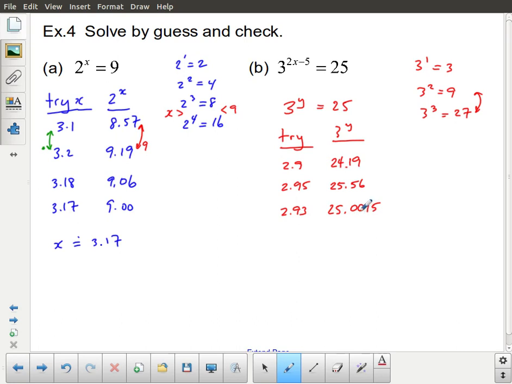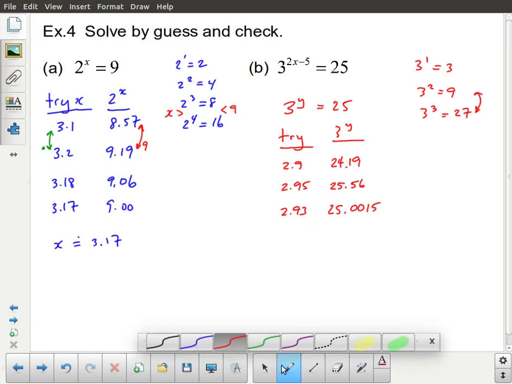So if I had asked for this to be correct to one decimal place, yes, that would be good. To two decimal places, that would have been good. To three decimal places, I would have had to keep refining my answer. Now understand, in this case, I'm not quite done. I'm going to use 2.93.